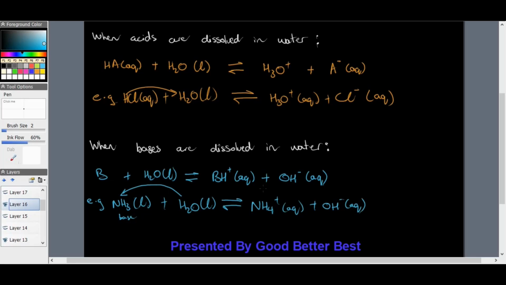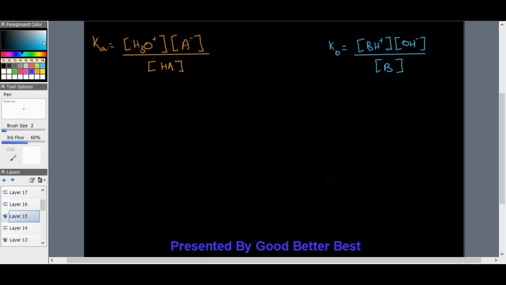Before we get to the Ka and Kb, the ionization constants of acids and bases, you must understand that this is what happens when bases as well as acids dissolve and ionize in water. So these are the general formulae of the ionization constant of an acid, and this is the general formula for the ionization constant of a base.